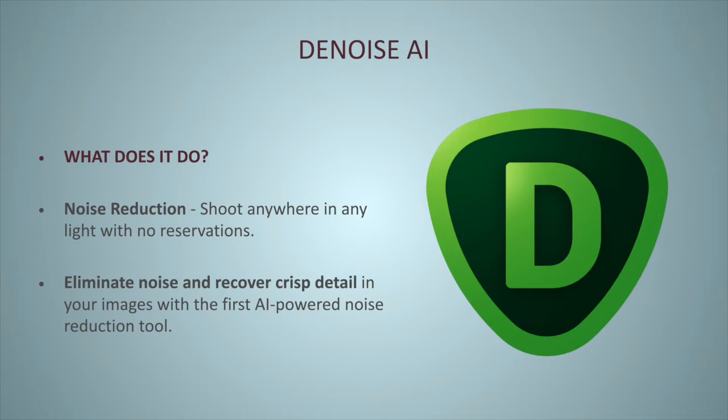So the claim here is shoot anywhere in any light with no reservations. Basically, to get certain shots in certain lights, the only way you're going to get a shutter speed high enough to take the image is if you're really bumping up the ISO, which is going to add a lot of noise into the image. But with DeNoise AI, you can eliminate that noise and recover the crisp detail in your images. DeNoise claims to be the first AI-powered noise reduction tool.